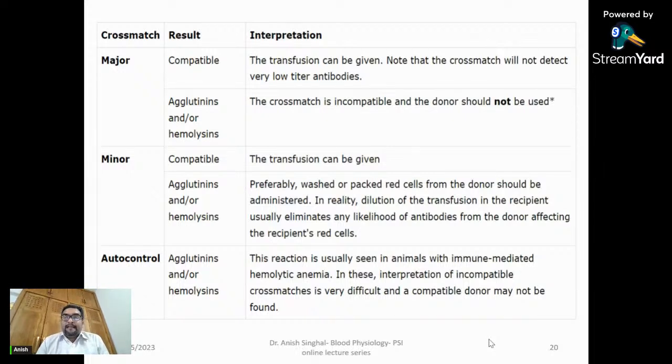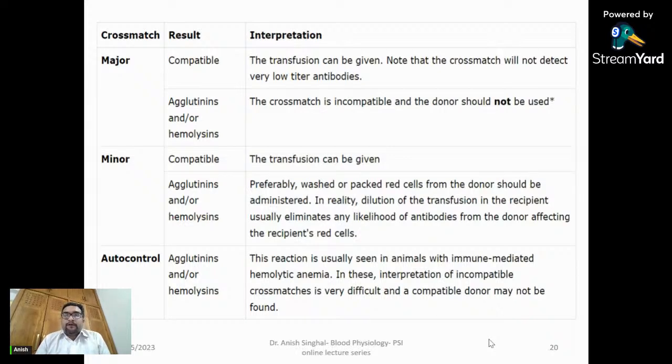It will have anti-A, anti-B, and anti-D. So how can O negative become a universal donor when it will not accept the minor cross matching? Because if you give whole blood of an O negative donor to any other person, the minor cross matching will show agglutination. Okay, but still they are considered as universal donors.